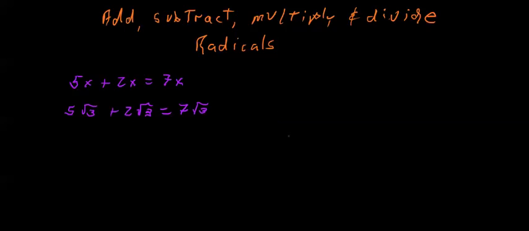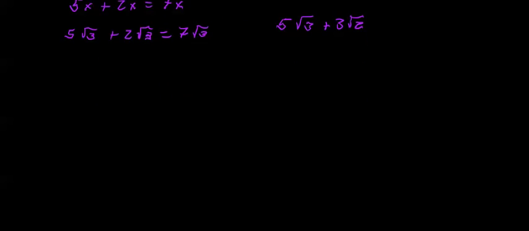If you had 5 radical 3 plus 3 radical 2, you'd be done. You can't do anything to that. All right, let's look at a couple more quick examples of adding.